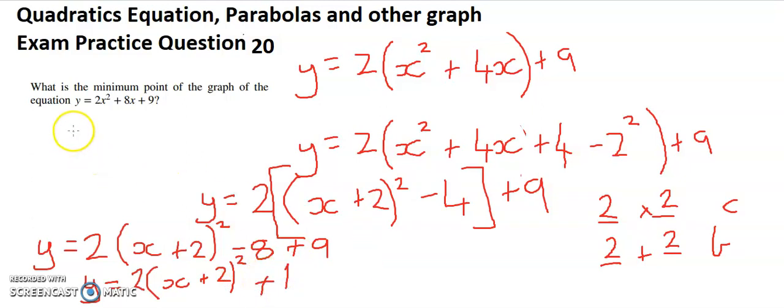So straight away I can see that my brackets must equal 0, so that means x must be negative 2. And when x is negative 2, y must be 1, because it's this part here, because everything else will be 0. So my minimum point of the graph of the equation y equals 2x squared plus 8x plus 9 is x equals negative 2, and y is 1.